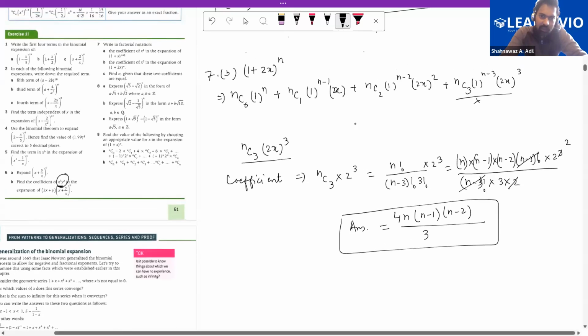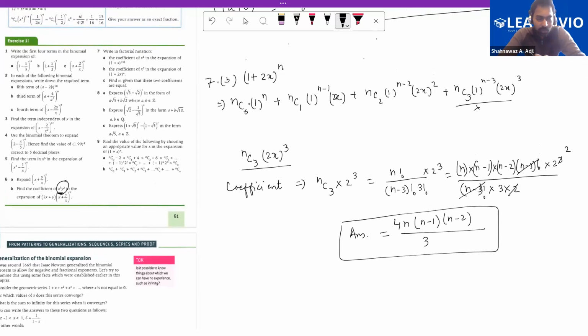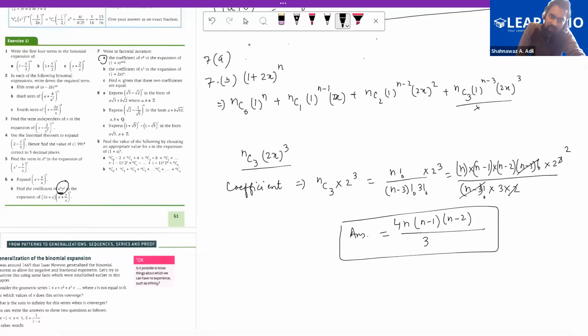Okay, so now let us do the last part. Find n, given that these two coefficients are equal. So what was the coefficient of the 7a part? Yeah, please tell me. 7a, what was it, sir? It was (n squared minus 1) in brackets.